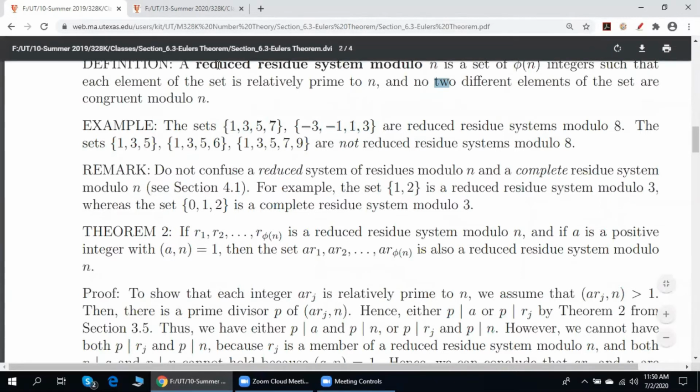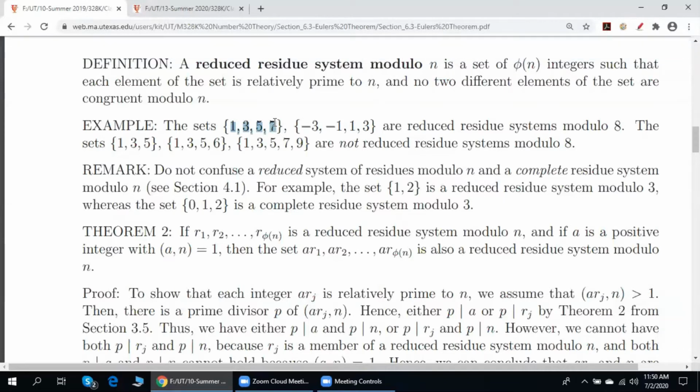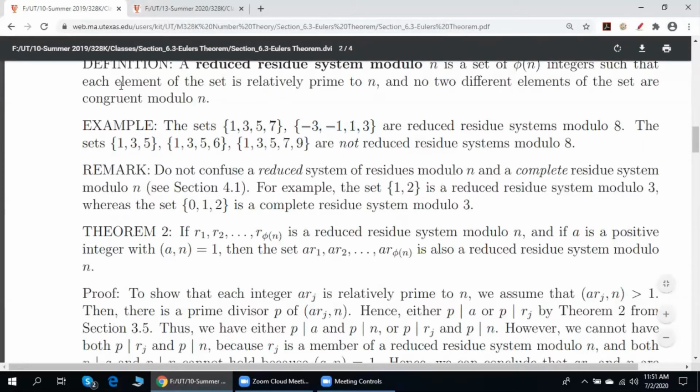Remember, a reduced residue system modulo n is a set of phi of n integers. Here, indeed, we have phi of 8 integers, and here we have phi of 8 integers. But now, let us check this condition. Each element of the set is relatively prime to n.